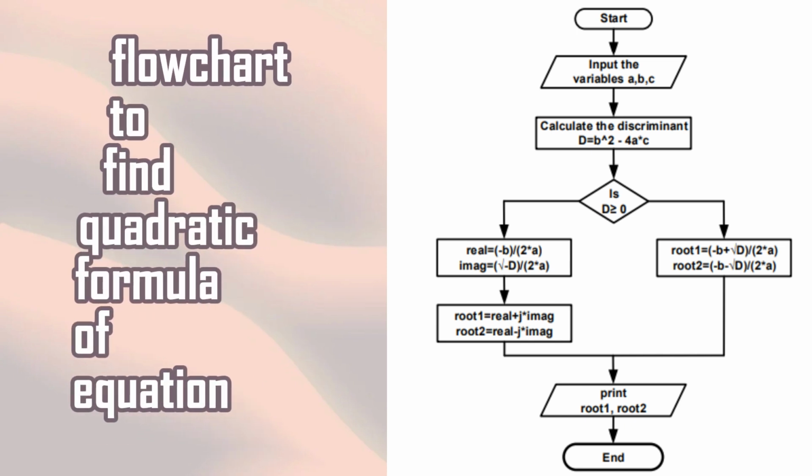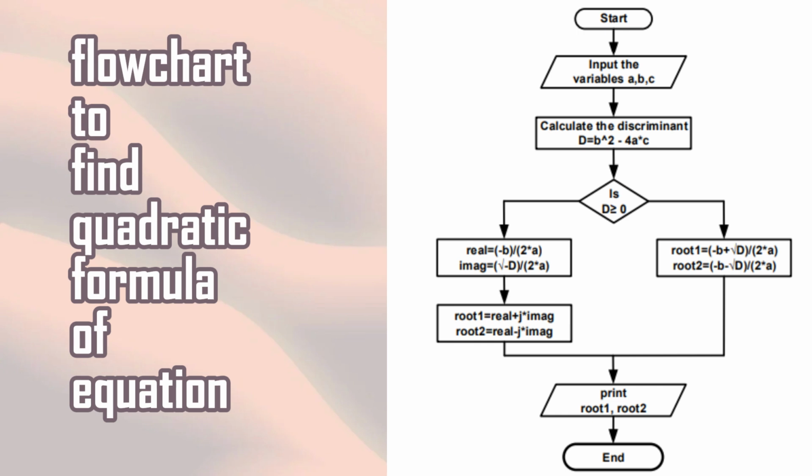So that's the last example, in which we have to draw a flowchart to find all the roots of a quadratic equation, which is given by ax squared plus bx plus c is equal to 0. So first the start command. Next we are going to give the input, which are three variables used throughout the equation, which are a, b and c.